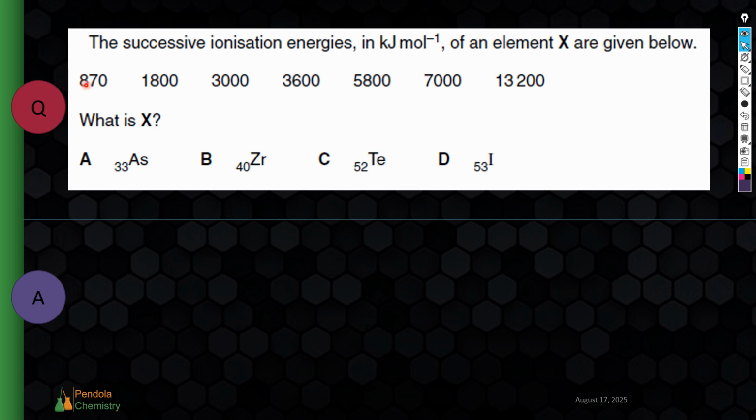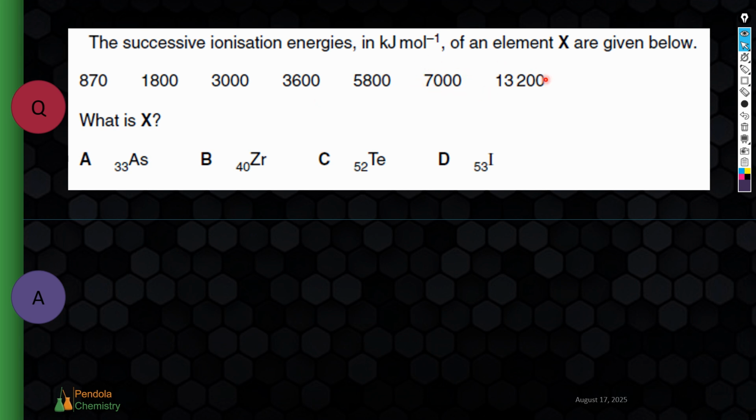So for example, going from 870 to 1800, that might seem like a big jump at first because it's 1,000, but always look at the rest of the energies and just look for the biggest one, not just one that seems big to you. So that's 1,000. 1,800 to 3,000 is a 1,200 difference. See, that 1,000 doesn't seem large anymore. 3,000 to 3,600, 3,600 to 5,800, to 7,000. Again, those are not very large.